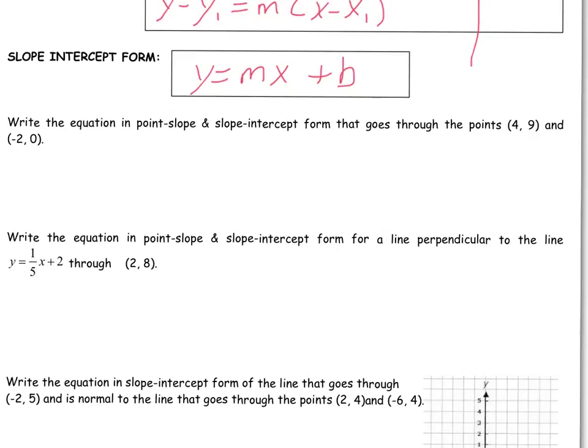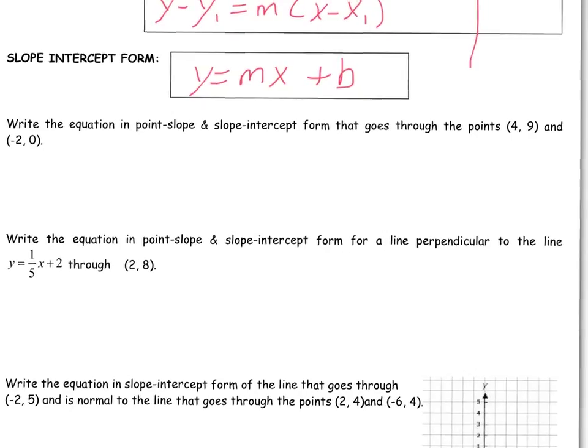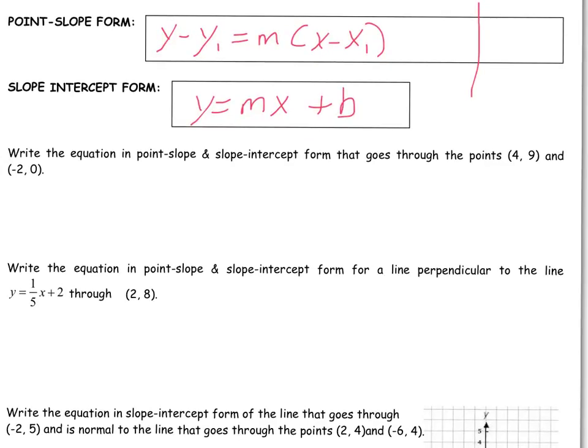We're going to, next question, write the equation in point slope and slope-intercept form that goes through the points (4, 9) and (-2, 0). So what we'll do first, let's first put this in point slope form. Now what we're going to do is pick out a point. I'm going to pick out this point right here to put into the equation.